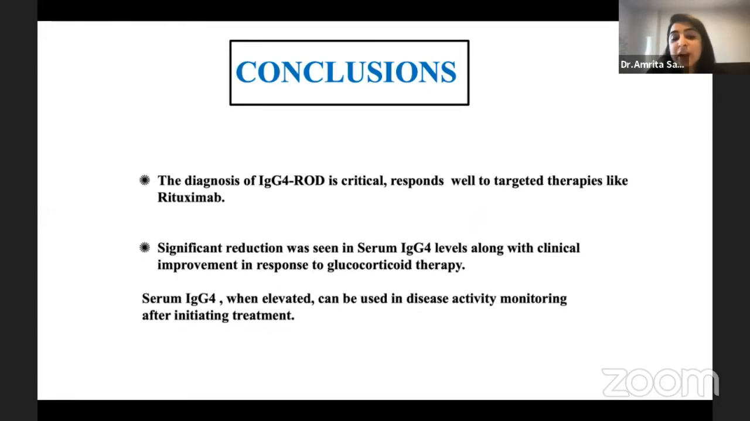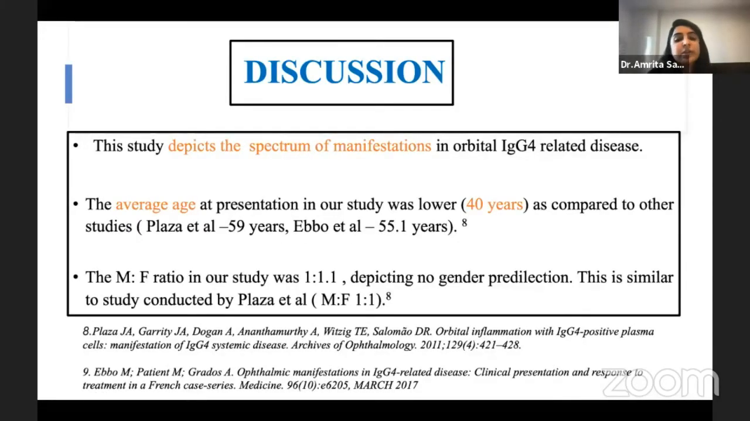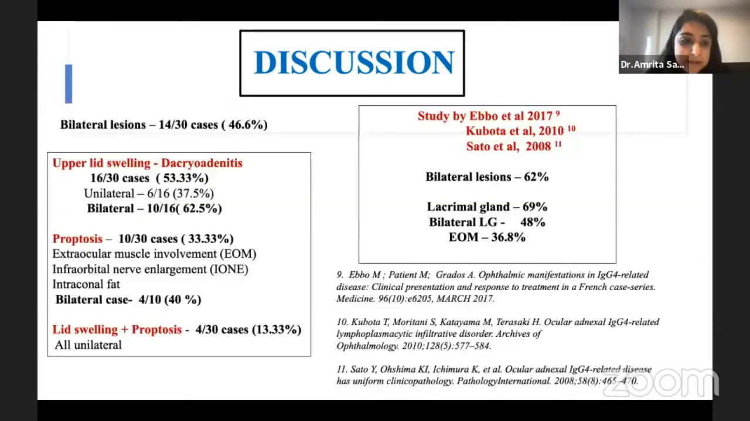So the diagnosis of IgG4 related disease is critical as it responds very well to targeted therapies like rituximab. There is significant reduction in serum IgG4 levels with clinical improvement in response to glucocorticoid therapy, and serum IgG4 levels, wherever elevated, can help in monitoring the disease activity after initiating the treatment. Coming to the discussion, my study basically depicts the spectrum of manifestations, and the average age, however, was slightly lower as compared to other studies.